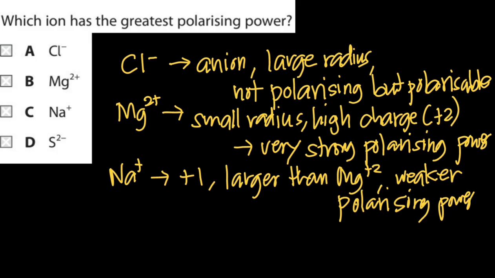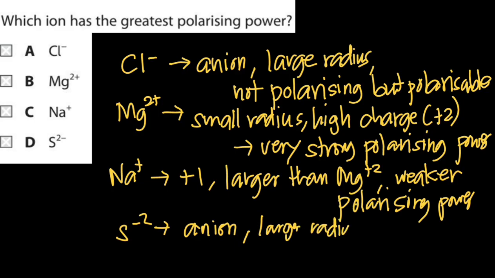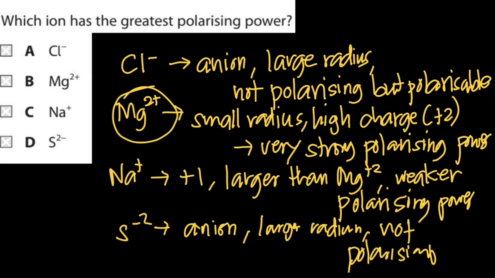And then we have sulfide. This is a negatively charged ion, an anion, and it has a larger radius, so it is not polarizing but polarizable. Comparing these four ions, the ion with the greatest polarizing power is the magnesium ion. So the answer here is letter B.